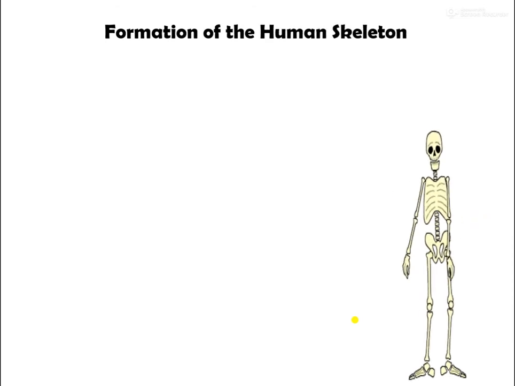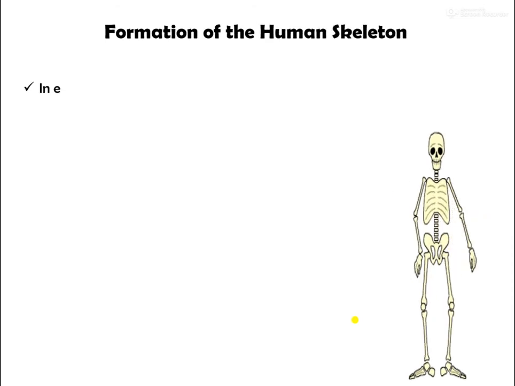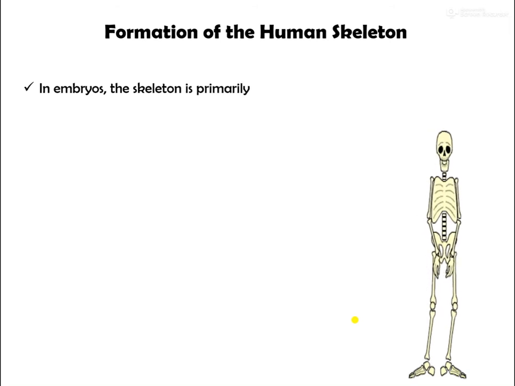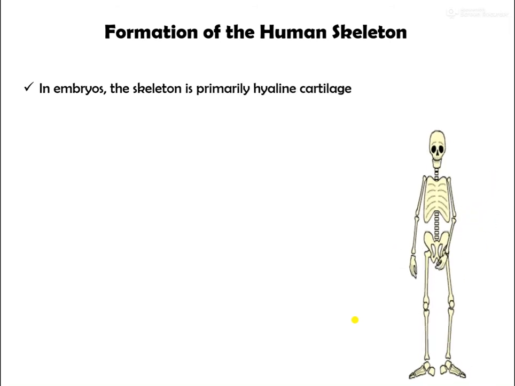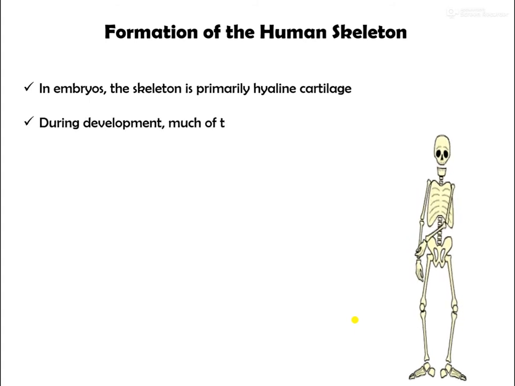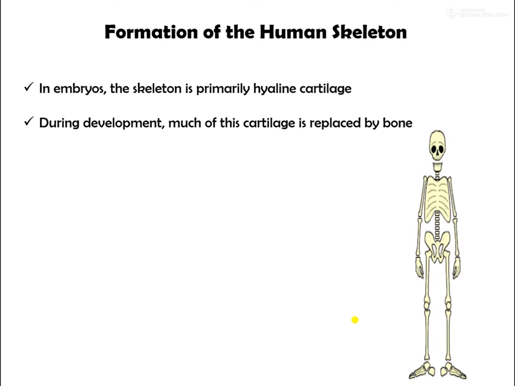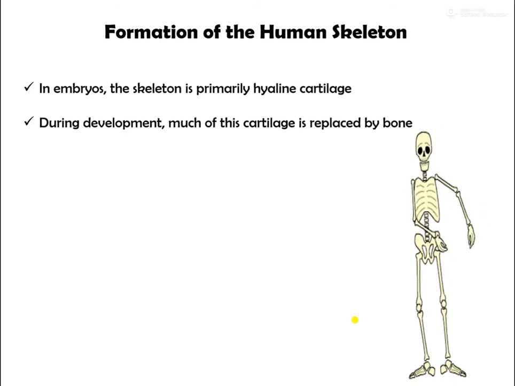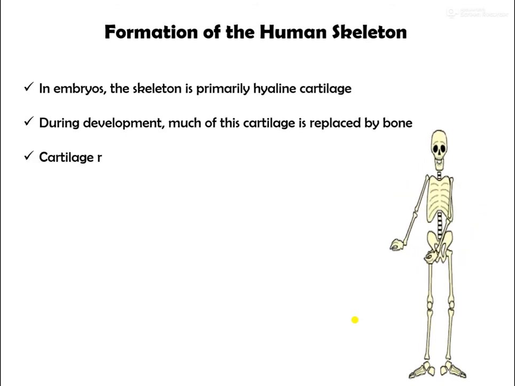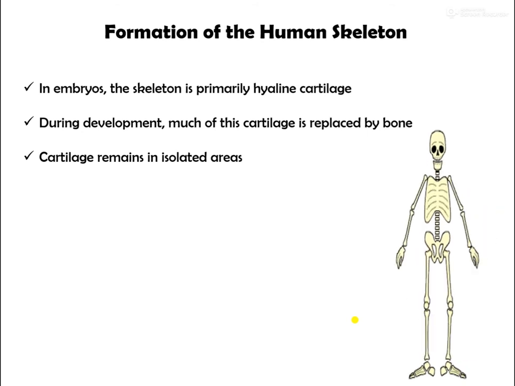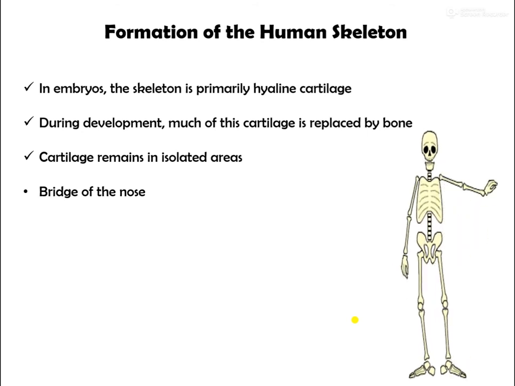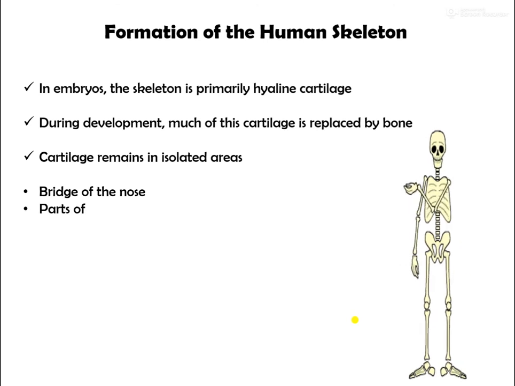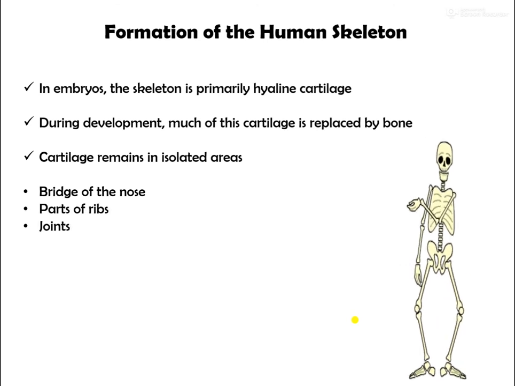Next one is the formation of the human skeleton. In embryos, the skeleton is primarily hyaline cartilage. During development, much of this cartilage is replaced by bone. The cartilage remains in isolated areas: the bridge of the nose, part of the ribs and the joints.